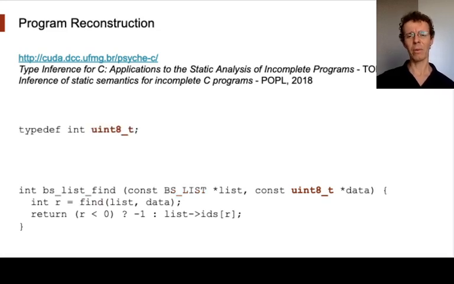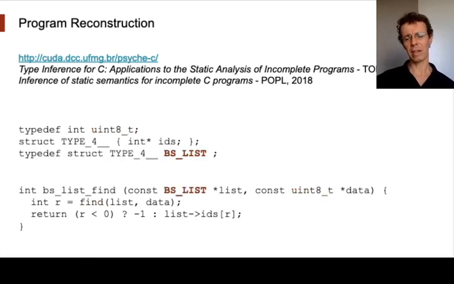For our example, it would infer, for instance, that uint8 is an integer, and would infer that yes_list is a structure type with at least one field. In this case, this field must be a pointer to integer, and would infer the missing declaration of find.